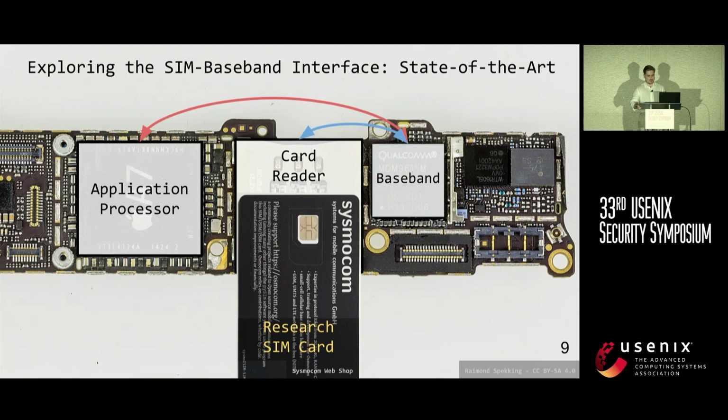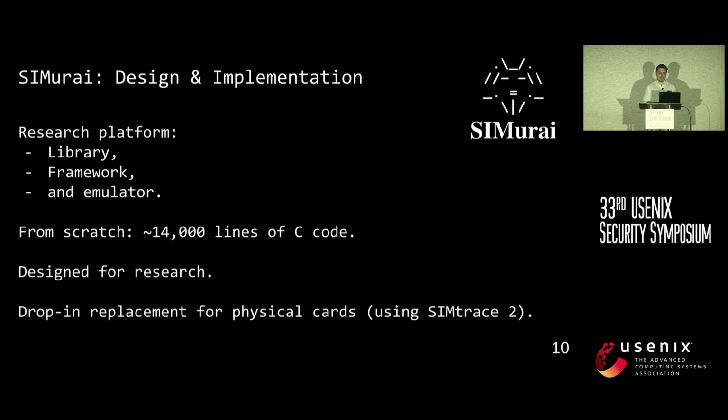So what we propose is SIMurai as an alternative to that, as an improvement to that. With SIMurai, we have an emulator for the SIM card, and that emulator will run on your computer. You can alter its behavior in any way that you would like. It has some helpful libraries and also a framework to build other types of cards. If you're interested in cards that are not SIM cards, you can also build those. But primarily, the biggest part of this is the emulator.